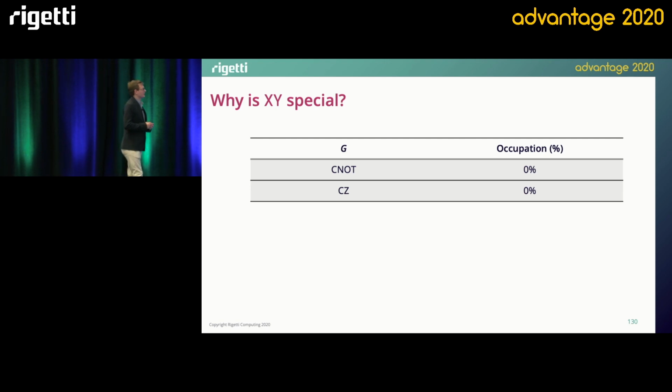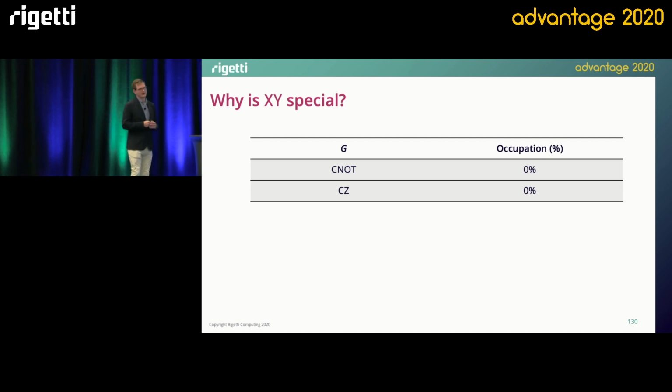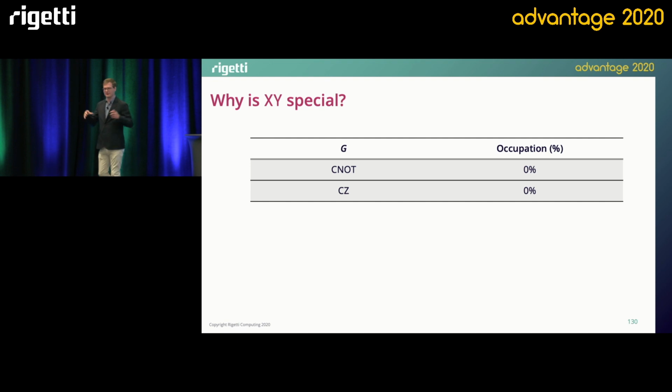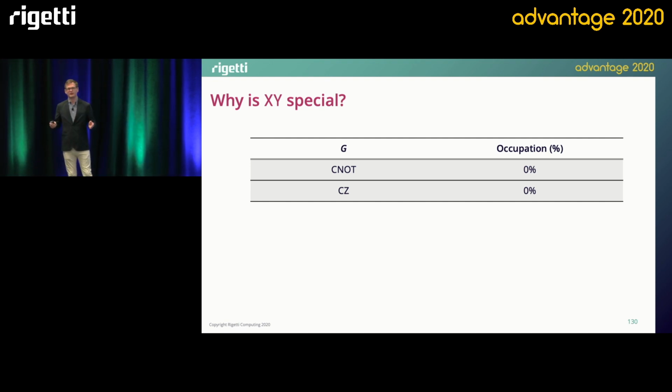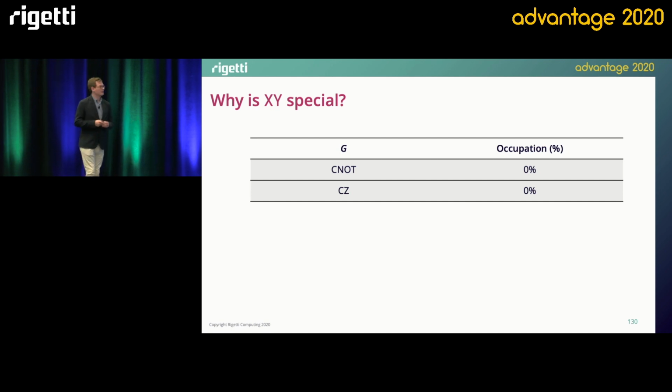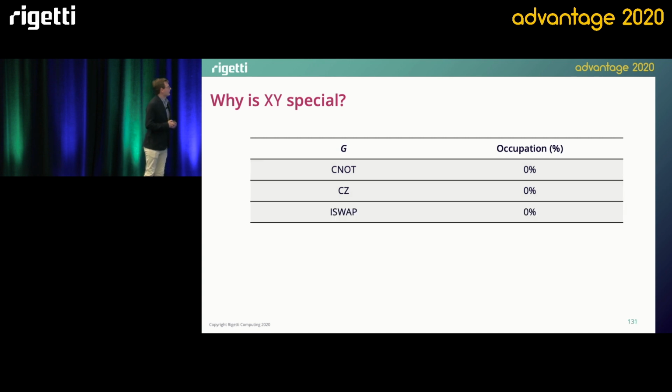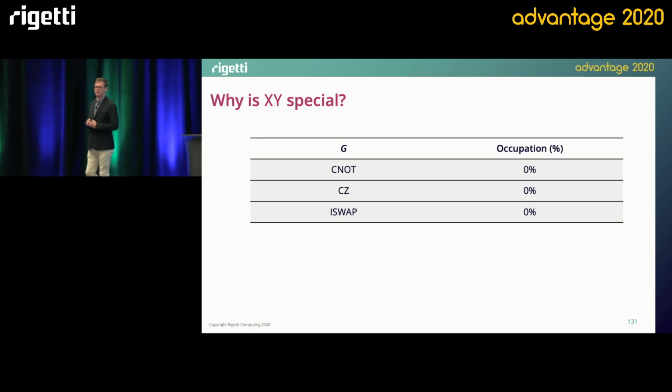CZ's in the same boat. I would quiz you guys why that's the case, but I'll get to the punchlines, because CNOT and CZ are the same. You put Hadamards on either of the lines of CNOT and you get CZ, vice versa. So you get the same result here. CZ happens to be one of the native gates that we've deployed on our Rigetti system since the very start. But that's the result for that. iSWAP, same thing, 0%.